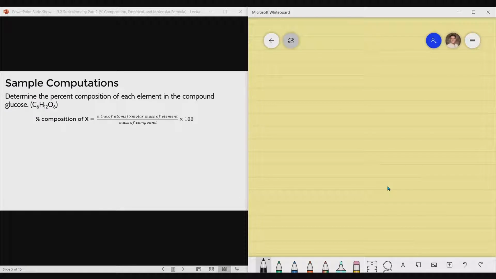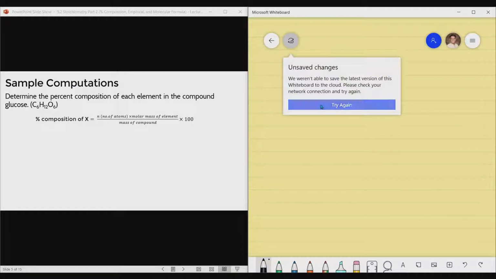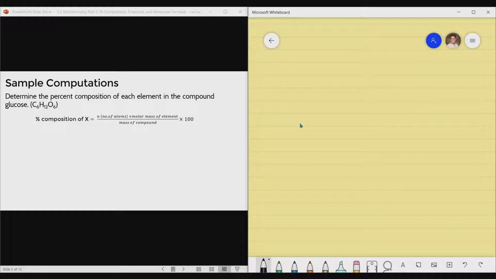All right, to better understand percent composition, let us have a sample computation. Let me read the problem. Determine the percent composition of each element in the compound glucose, C6H12O6. So let me write that one. That is C6H12O6. So dahil po ang tinanong ay percent composition ng kada element, ibig sabihin, tatlong beses po natin uulitin ang pagko-compute ng percent composition of X. X represents any element from the compound.